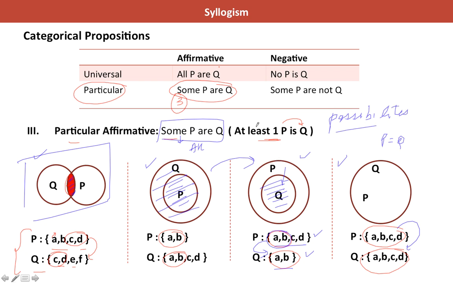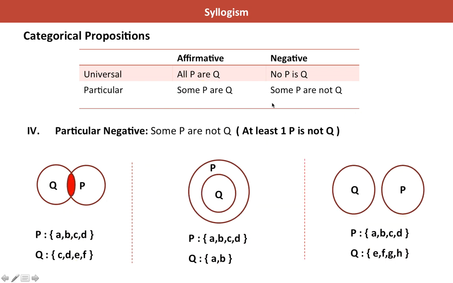Let's move on to the last type, which is particular negative. So I am somewhere here. Some P are not Q. Again, look here, I have A, B, C and D. C and D occur here, but there are some P which are A and B which do not occur in Q. Similarly here, I have C and D which do not occur in Q. So some P do not occur in Q. And here all these elements of P do not occur in Q.